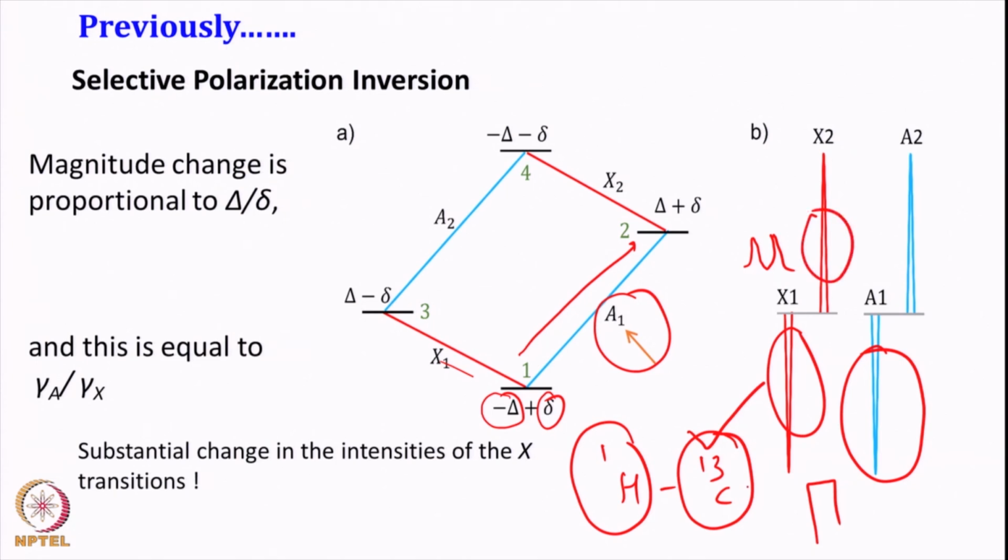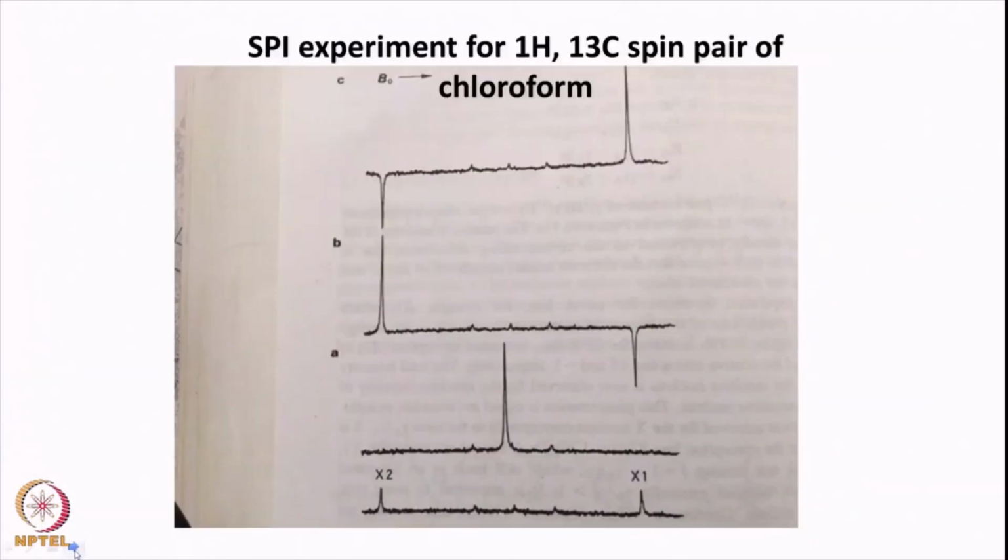The enhancement is given by a factor gamma A divided by gamma X. Gamma A is the gyromagnetic ratio of proton and gamma X is the gyromagnetic ratio of the X nucleus. Suppose we are doing it for carbon and proton. Gamma for proton is 4 times more than that of carbon 13, therefore the signal enhancement we get in X is 4 times, and this is a huge, substantial enhancement in the intensity of the X transition. That is what we had seen.